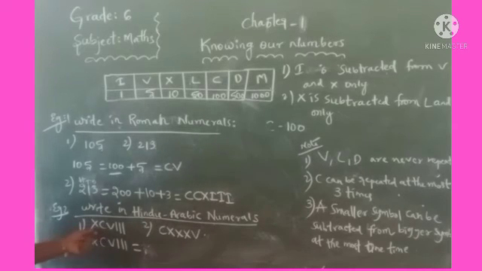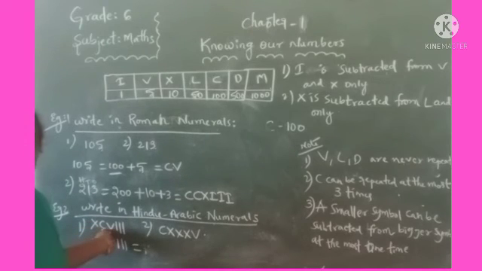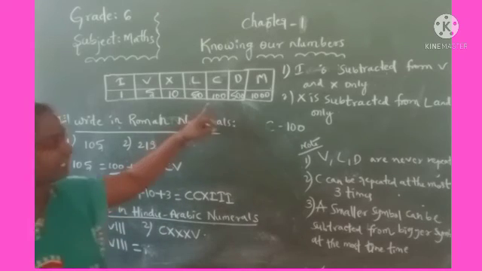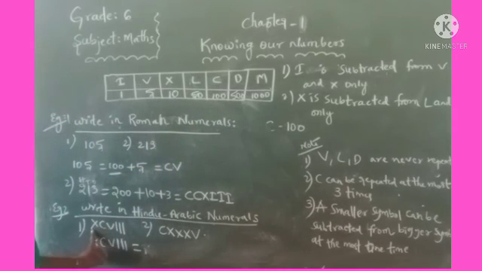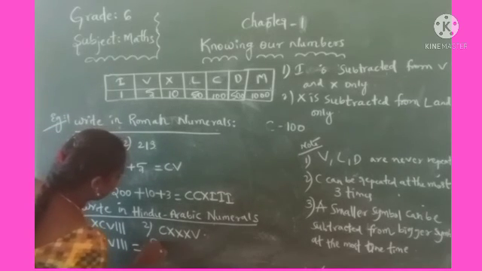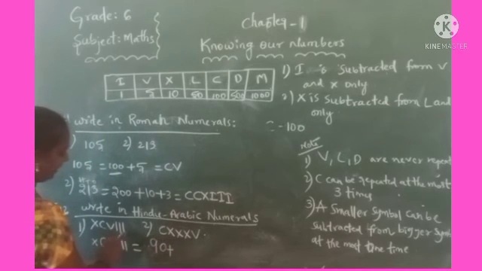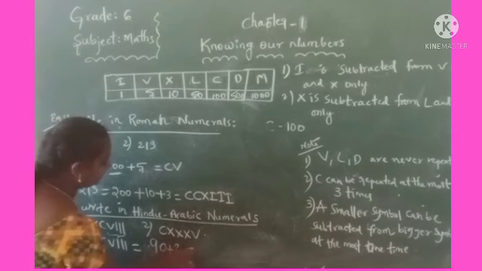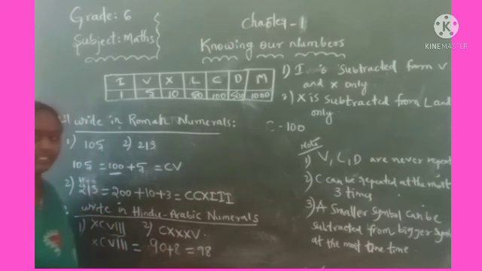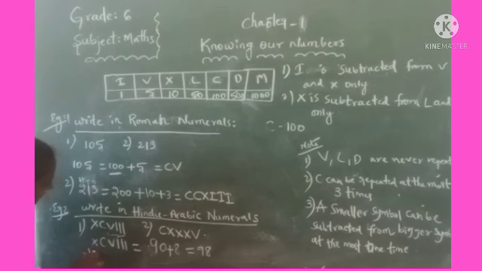First of all, see here X. Before writing the Hindu-Arabic numerals, we have to check: here XC is given. That means a smaller symbol can be subtracted from the larger symbol. So what is that XC? C value is actually 100. X came before that, so this value is equal to 90. Very good. 90 plus VI, this value is equal to 6. 90 plus 6, 96.